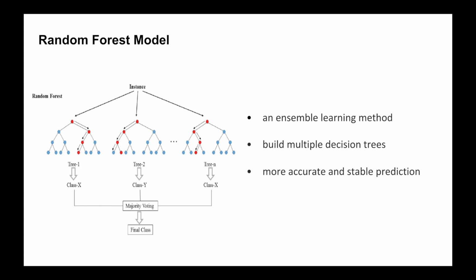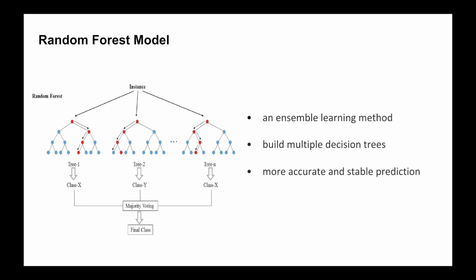Then we will introduce the random forest model. Random forest is an ensemble learning method for classification, regression, and other tasks that operates by constructing a multitude of decision trees at training time and outputting the class that is the mode of the classes or mean prediction of the individual trees. Random forest builds multiple decision trees and merges them together to get a more accurate and stable prediction. Random forest has nearly the same hyperparameters as the decision tree or a bagging classifier, and it adds additional randomness to the model while growing the trees.